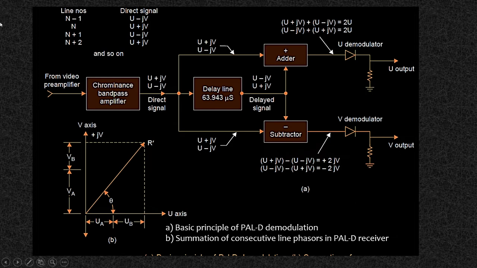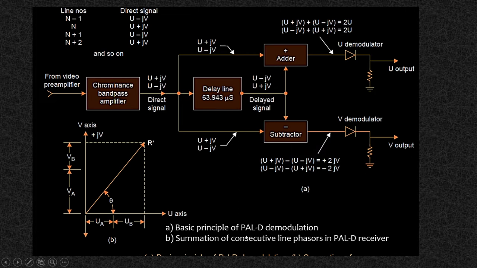Now, if you see how the averaging mechanism takes place, or how the delay line works, I'll take an example. Say your first line is coming here, U plus jV, the nth line. Okay, we'll start from here. The nth line is U plus jV. It is given to the delay line. Now this delay line will give you the previous line, like U minus jV. Now what you are doing is, the current line is added with the delayed one. So U plus jV plus U minus jV, which is 2U. If you are giving it to the U demodulator, U will get separated. Now in subtraction, what happens? U plus jV minus (U minus jV). So U will get cancelled and you will get plus 2jV. Now if you are giving this to the V demodulator, your V output will be separated out.